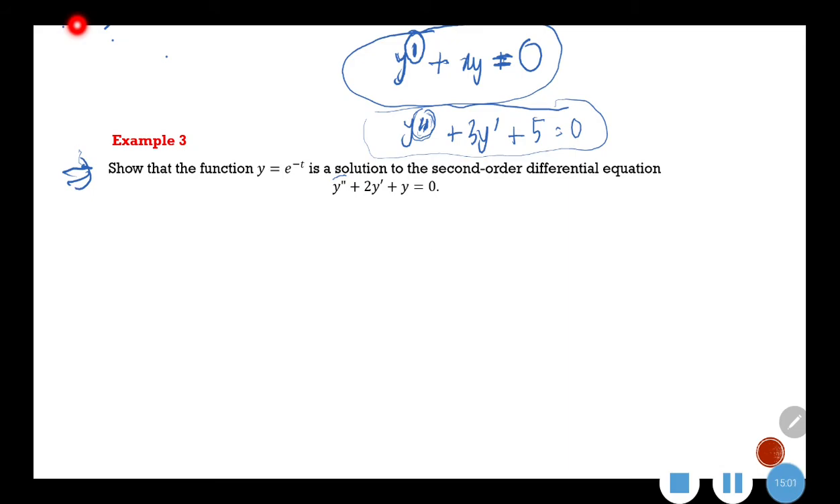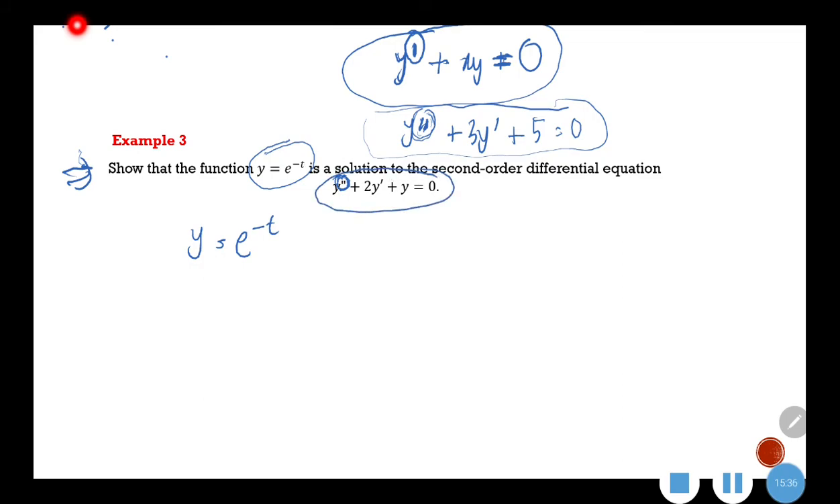Earlier, the first two examples just discussed first order differential equations. Now we show that the function y equals e to the power of negative t is a solution to the second order differential equation. Now, do you understand why it is second order? Because we have y double prime here. So we have y equals e to the power of negative t. To show that it is the solution for this differential equation is very simple.